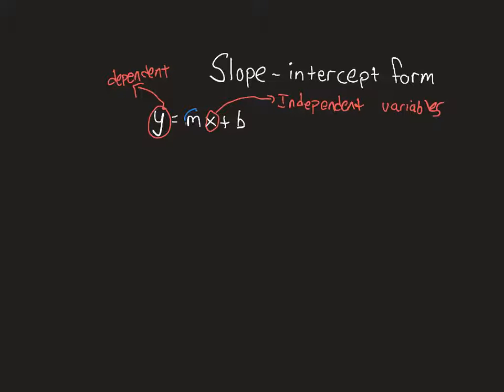The m, on the other hand, is what we call slope. We can also give it another name, gradient. And we usually calculate it by something called the rise over run. Now, what is rise over run exactly?